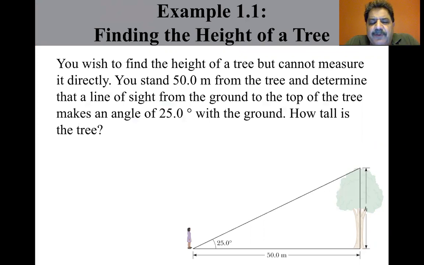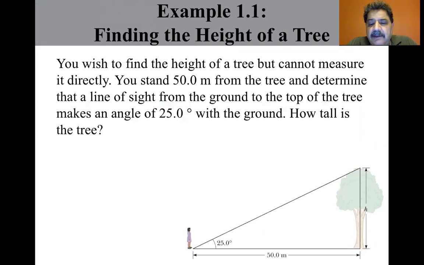Example, finding the height of a tree. You wish to find the height of a tree but cannot measure it directly. You stand 50 meters from the tree and determine that a line of sight from the ground to the top of the tree makes an angle of 25 degrees with the ground. How tall is the tree?